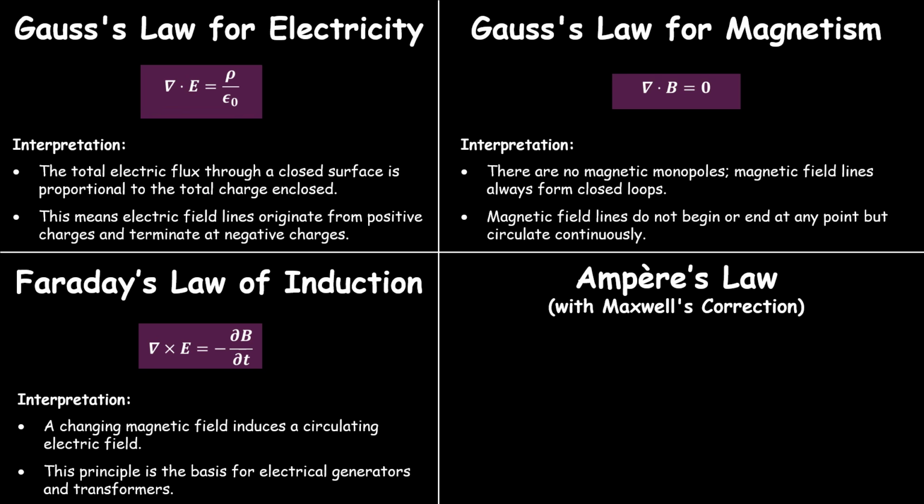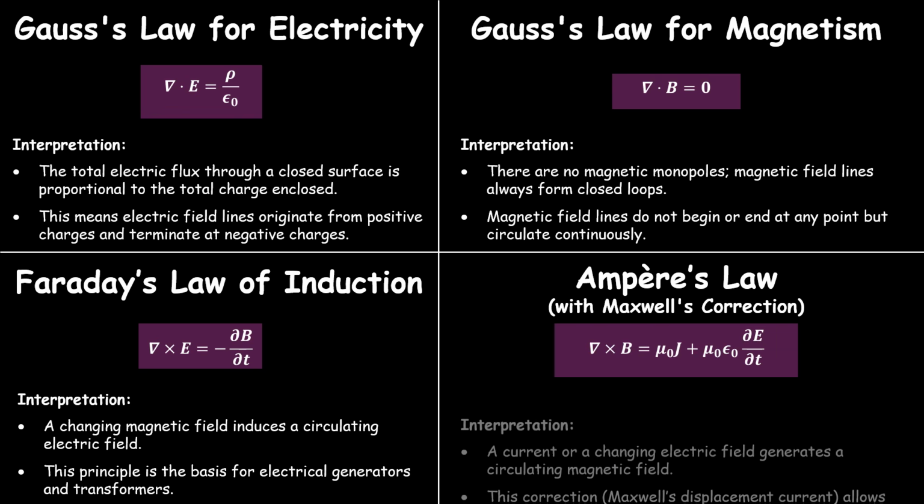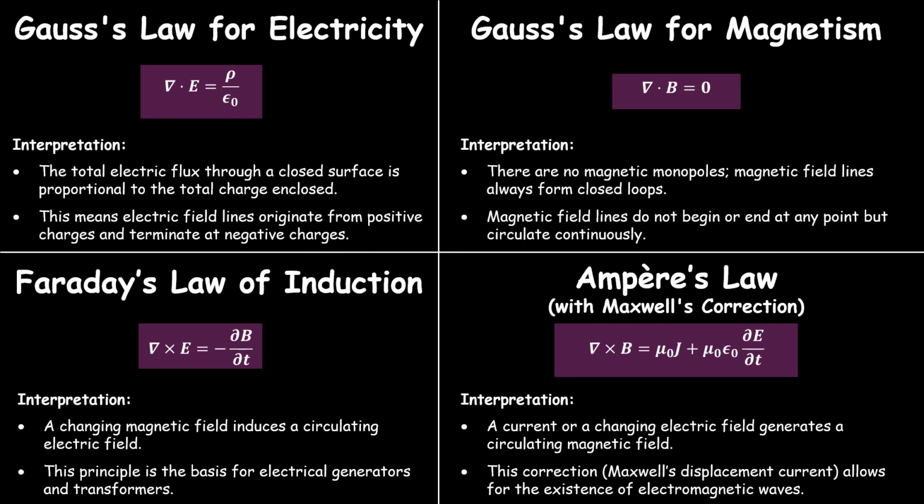Then the fourth law is Ampere's law with Maxwell's correction. It states that a current or a changing electric field generates a circulating magnetic field. This correction allows for the existence of electromagnetic waves.